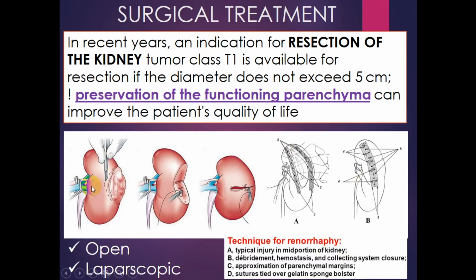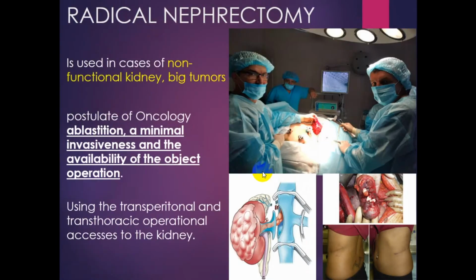Here you can see the mechanism of resection in an open operation, and it may also be performed laparoscopically. Technique of nephrectomy is listed here. Radical nephrectomy is used in cases of a non-functional kidney or big tumors, more than 7, 8, or even more than 10 centimeters. Here you can see a suture after operation on the left side.